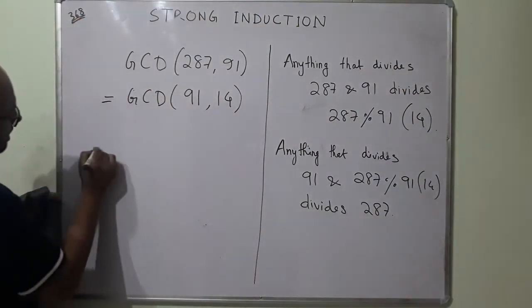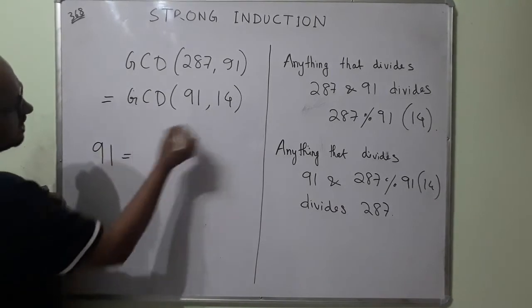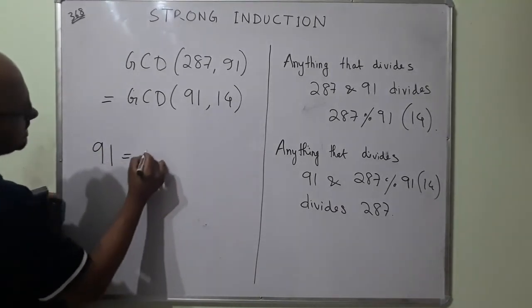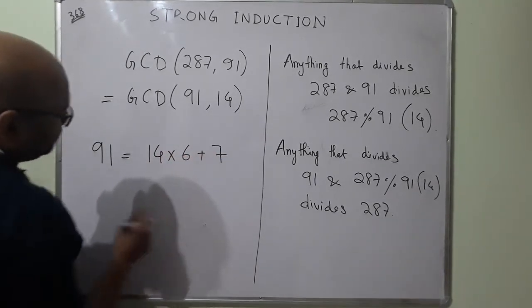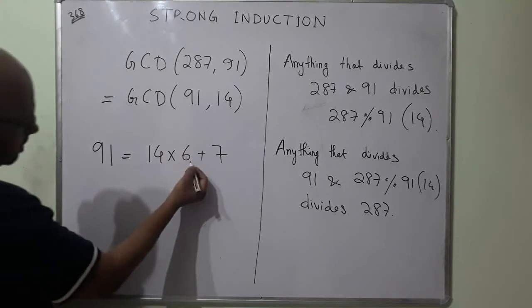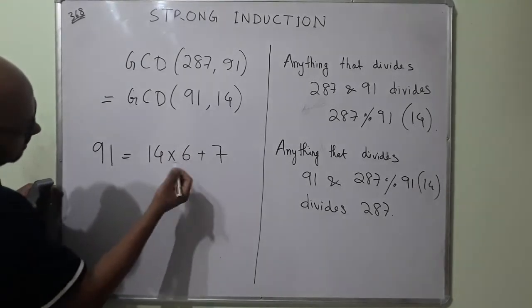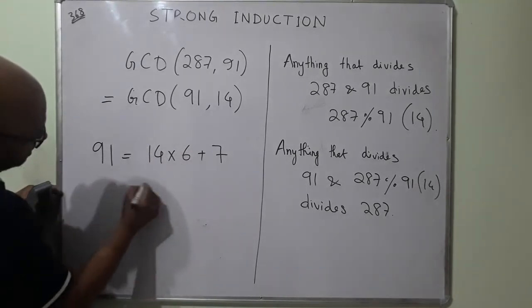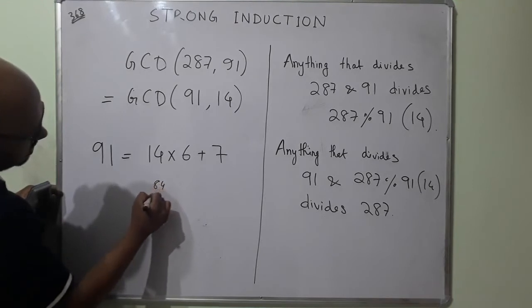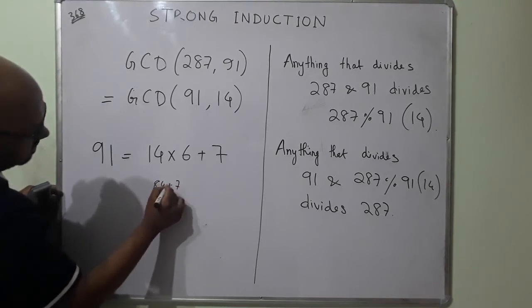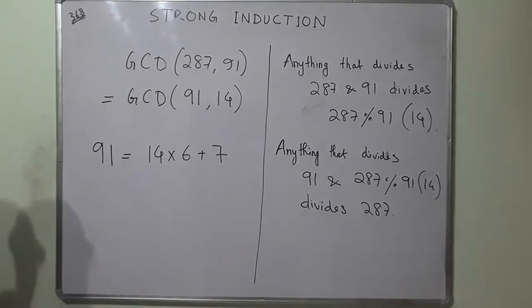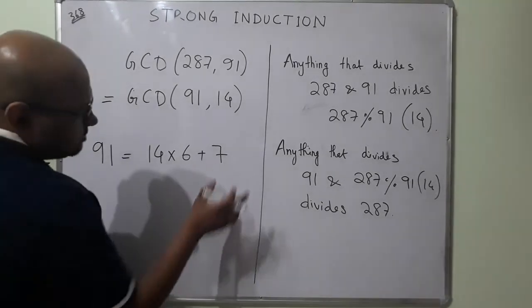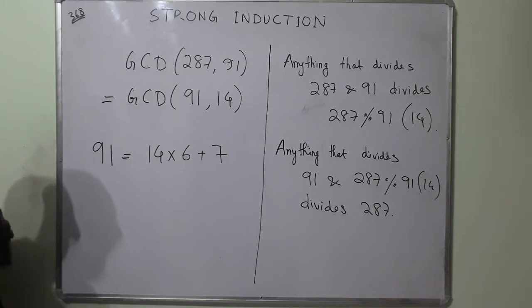Now 91, if I divide by 14, I will see 91 is equal to 14 into 6 plus 7, I believe. What is 14 into 6? 14 into 6 is 84, correct? 84 plus 7 is equal to 91. So 91 is equal to 14 into 6 plus 7.